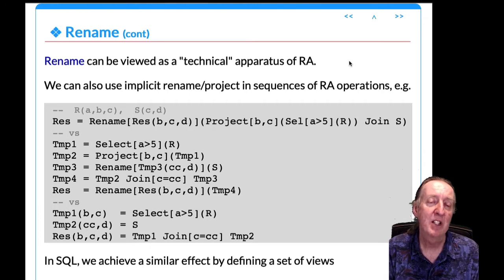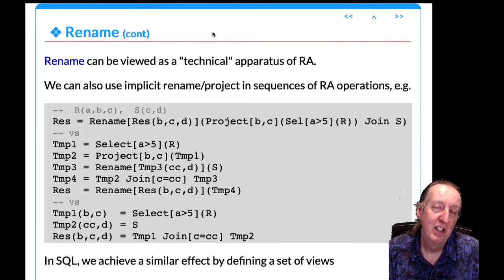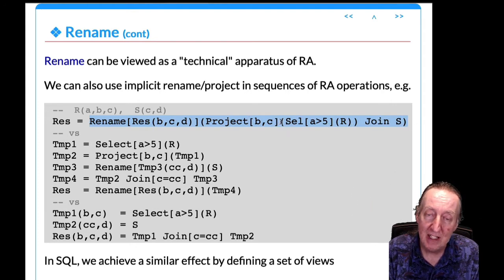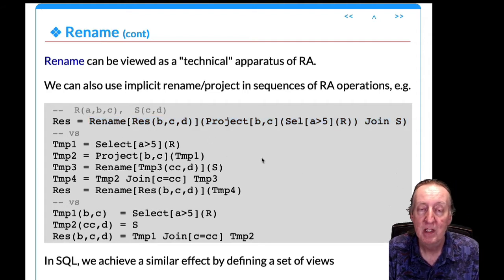Alright, so you might say, well, we don't really need rename. In a lot of contexts, it doesn't matter what the attributes are called, so it's not really necessary. However, let's have a look at a relatively complex example. We do a selection and we project out some attributes from that, and then we join with another table, and then we rename to get the final result.